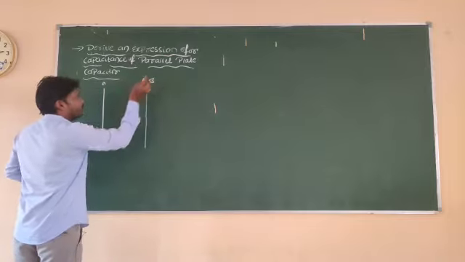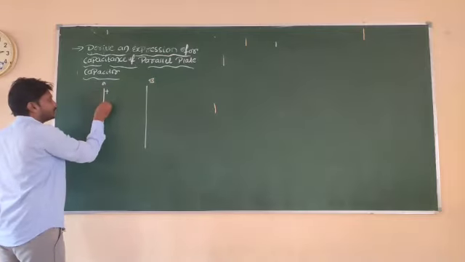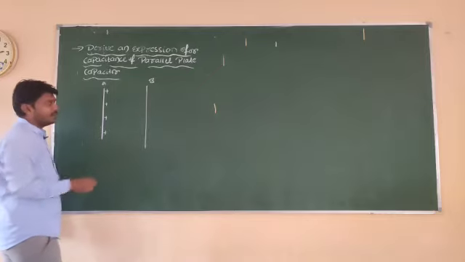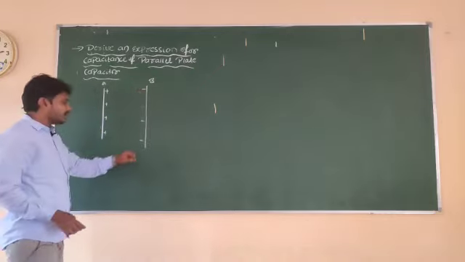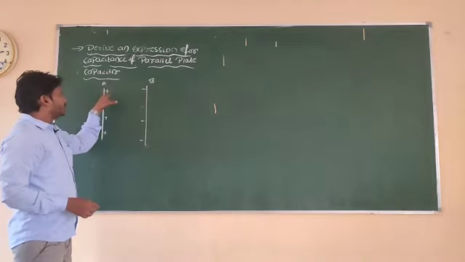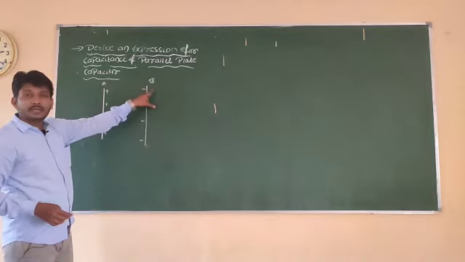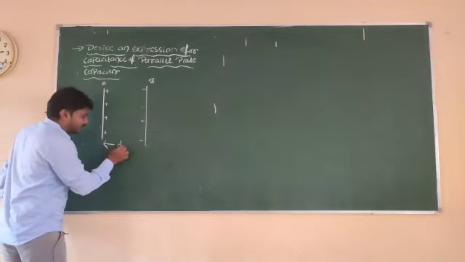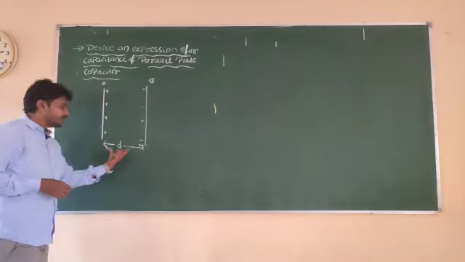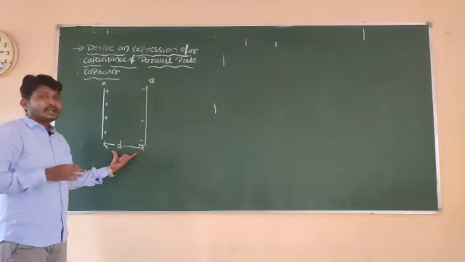So on plate A, positive charges accumulate, and on plate B, negative charges accumulate. Look here: on plate A positive charges, on plate B negative charges. The distance between these two plates I will take as d. So the distance between plate A and plate B is d.